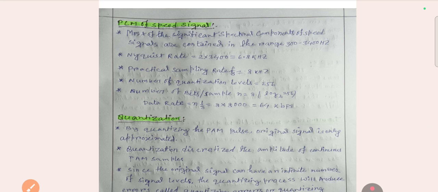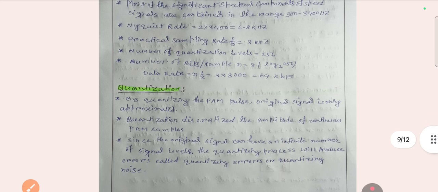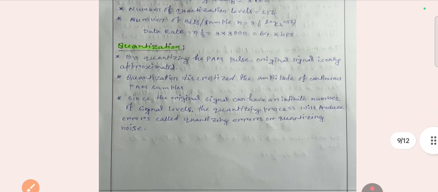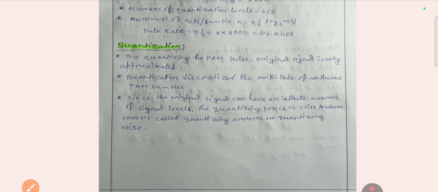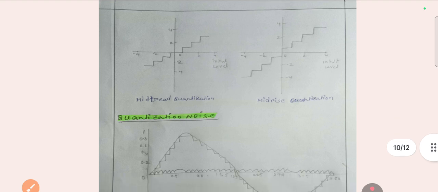Quantization. By quantizing the pulse, the original signal is only approximated. Quantization discretizes the amplitude of the continuous PAM signal. Since the original signal can have an infinite number of signal levels, the quantizing process will produce an error called quantizing error or quantizing noise. Here, there are two types of quantization. One is mid-tread, the second is mid-rise quantization.